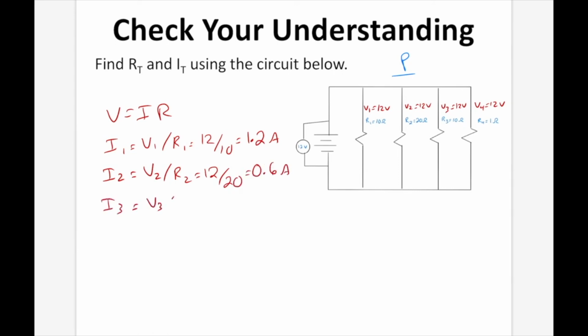I3 is V3 divided by R3, which is 12 divided by 10, which is 1.2 amps. And I4 is V4 divided by R4, which is 12 divided by 1, which equals 12 amps.